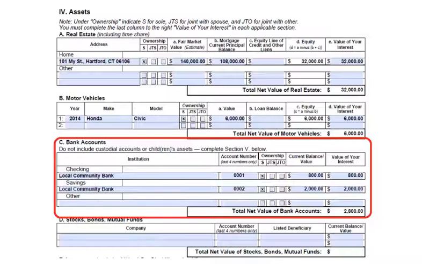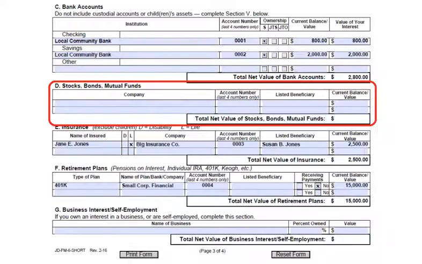If you have more than one account, enter the same information for your other accounts in the lines following or on an additional sheet of paper. Fill in all the information for savings and other types of accounts in the lines provided. Add up all the values in the column labeled Value of Your Interest and enter the total in the box on the line labeled Total Net Value of Bank Accounts, or allow the automated form to do it for you.